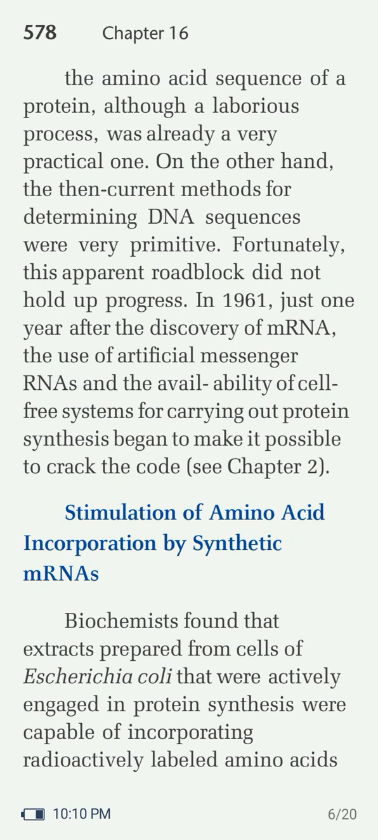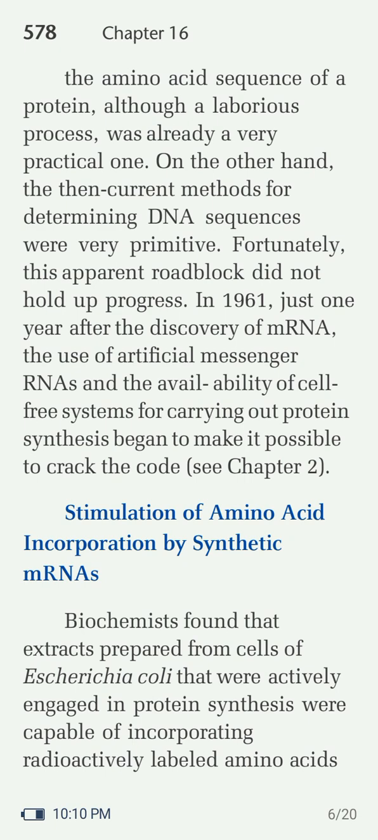Fortunately, this apparent roadblock did not hold up progress. In 1961, just 1 year after the discovery of mRNA, the use of artificial messenger RNAs and the availability of cell-free systems for carrying out protein synthesis began to make it possible to crack the code.